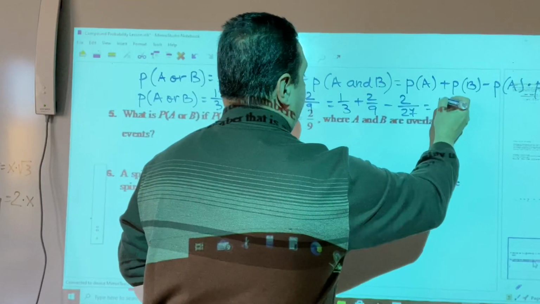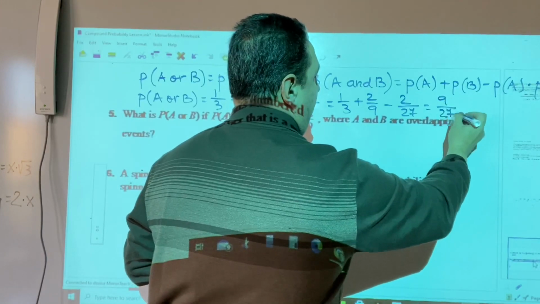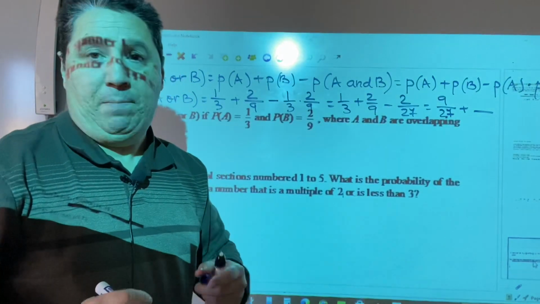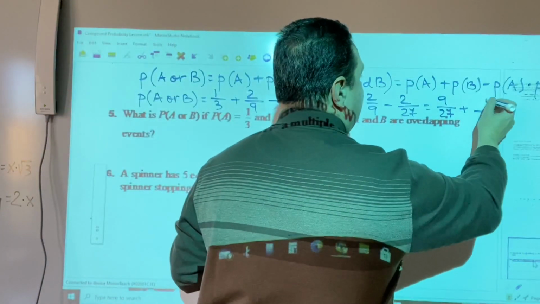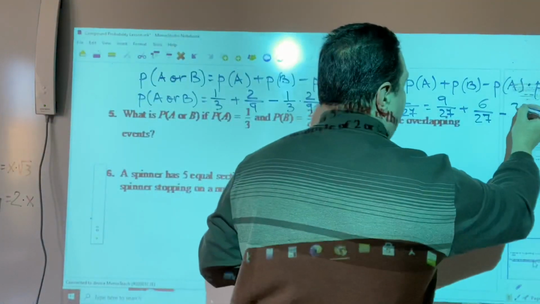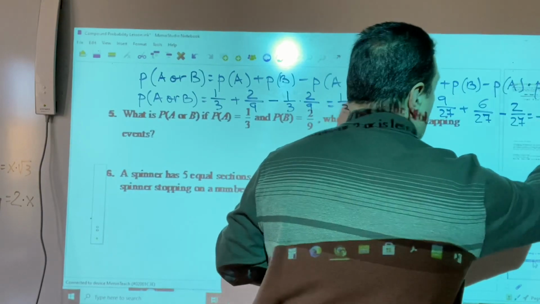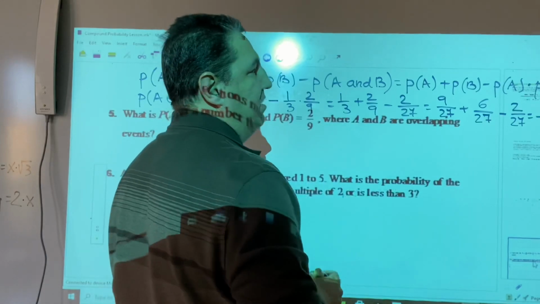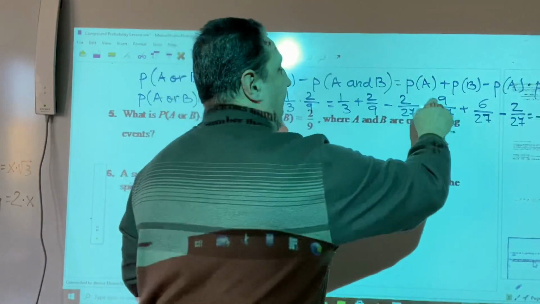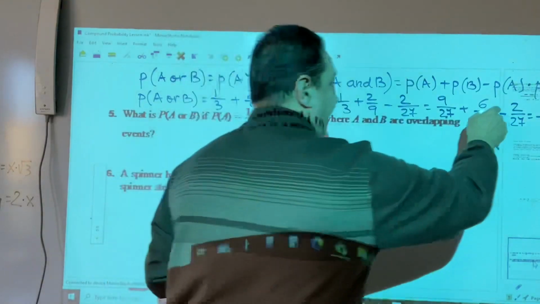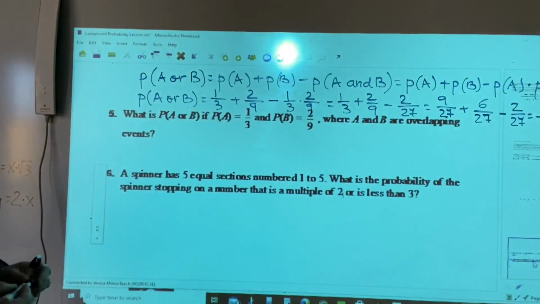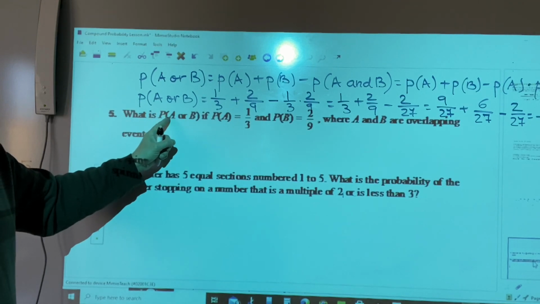So, we get 9 over 27, right? Plus, to get 27 here, we multiply both top and bottom by 3. So, we're going to have 6 over 27. And then the last fraction is as it is, minus 2 over 27. Right? Now, we should be able to combine these fractions by keeping the denominator, and then by adding 9 and 6, which is 15, and then subtracting 2, which is 13. That's the probability of event A or B.